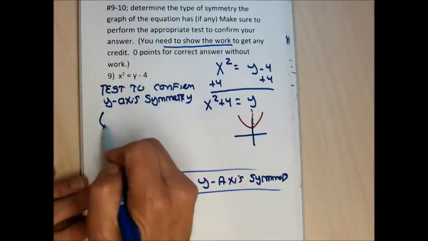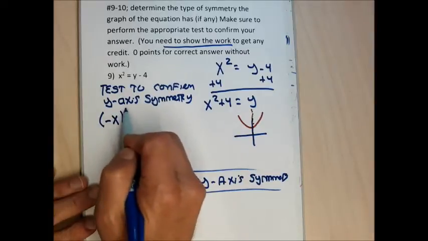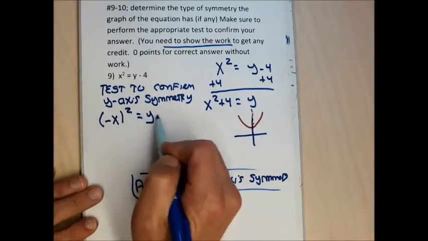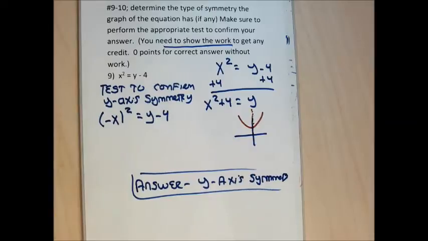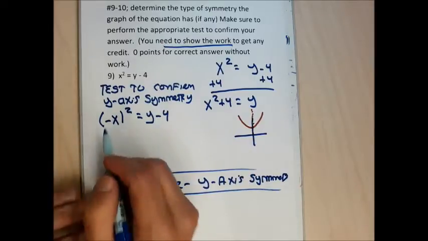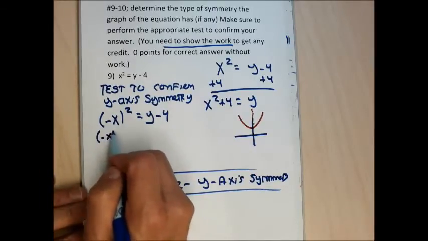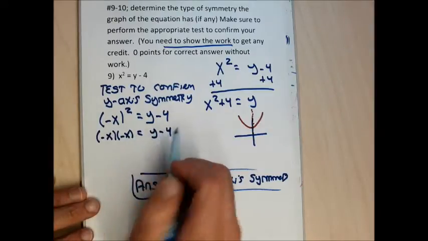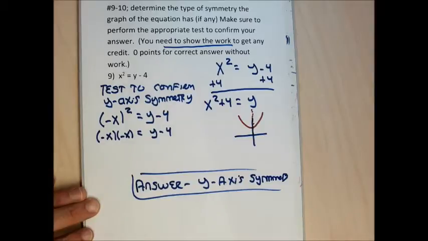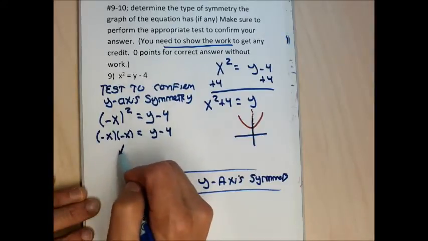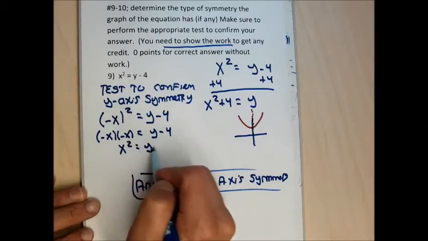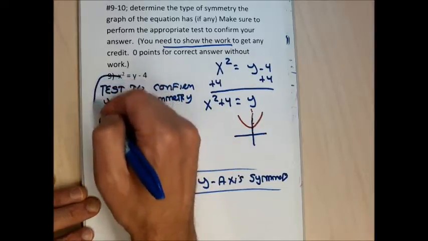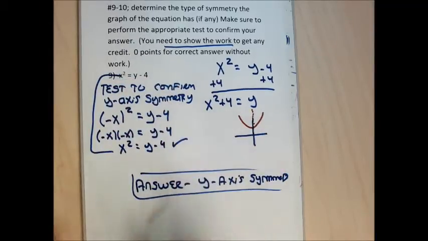So my test is going to go like this. I'm going to take the x in the problem, change it to negative x, put it in a parentheses, and now clear that parentheses. Negative x squared means negative x times negative x. On the left-hand side, when you multiply two negatives, you get a positive. When you multiply two x's, you get an x squared. Because this is exactly the same as the original problem, I know for a fact my graph has y-axis symmetry. That's all we need to show.